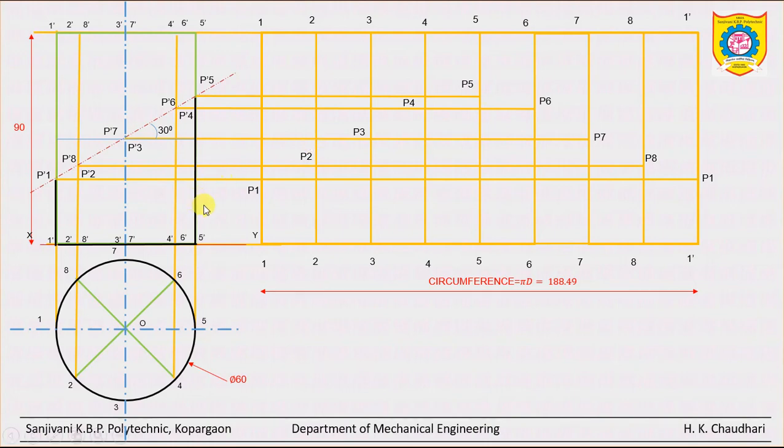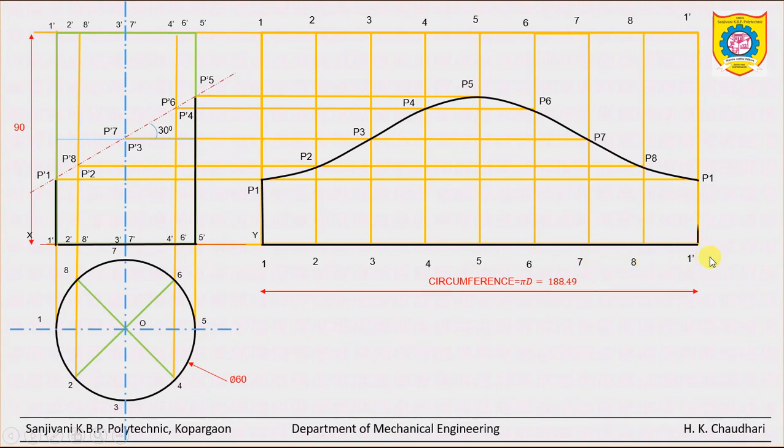Now after getting all such points, we can join them with the help of a French curve in this way. Now the remaining part of the cylinder we can show by a thick outline in this way. This outline shows the development of the cylinder.